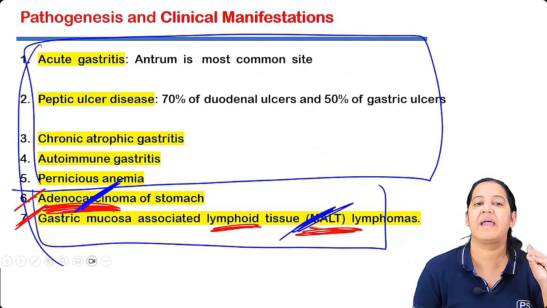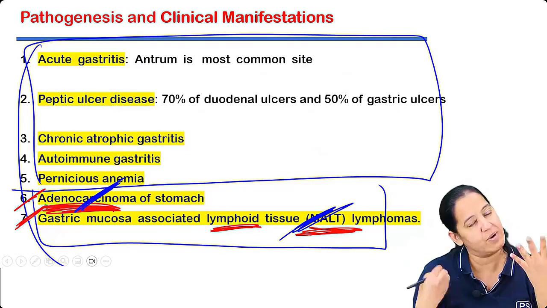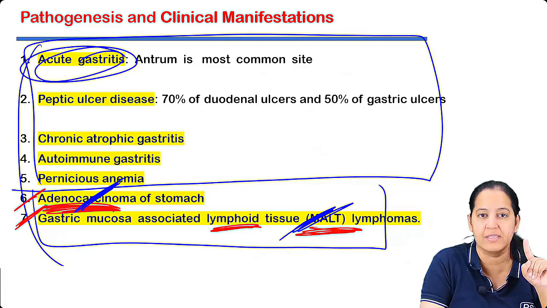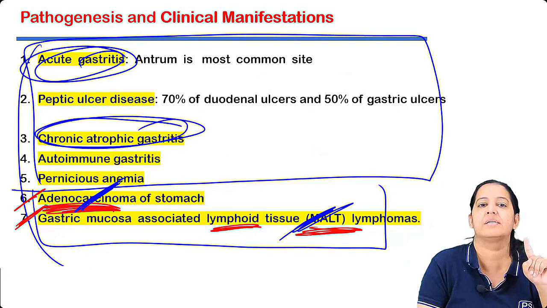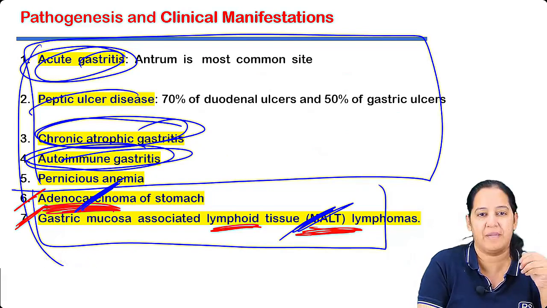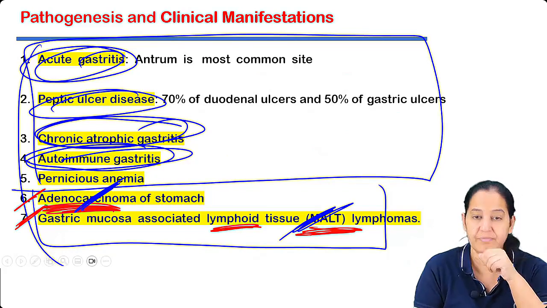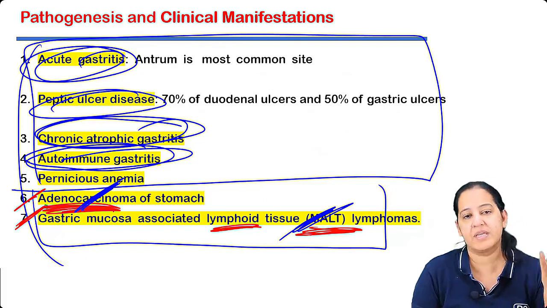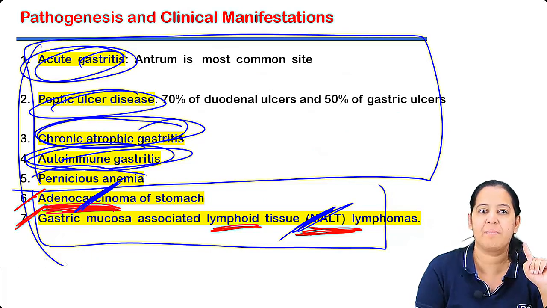Say the 5 benign diseases. Say, ma'am, acute gastritis, chronic gastritis, autoimmune gastritis. So 3 are gastritis. Besides that, peptic ulcer. Gastritis leads to peptic ulcer. And last is pernicious anemia.